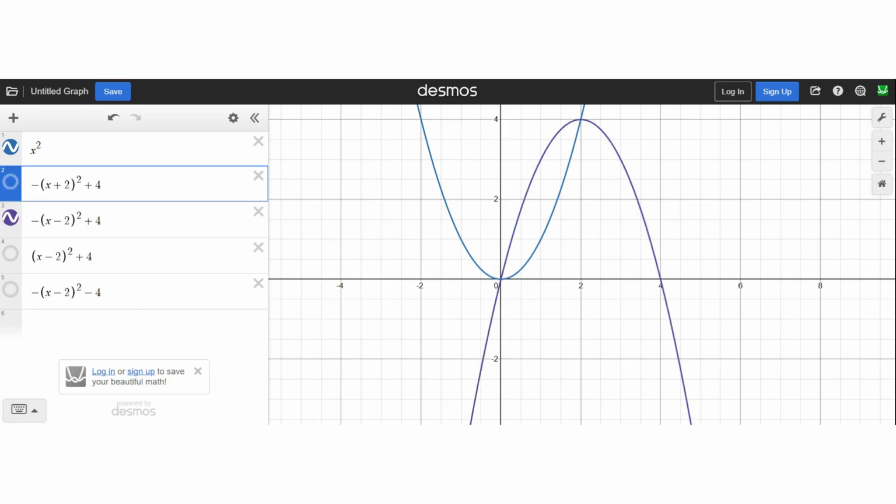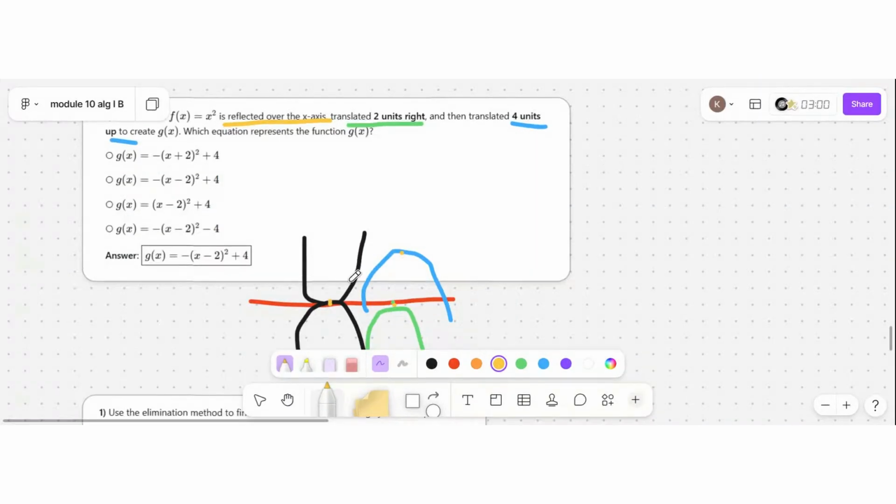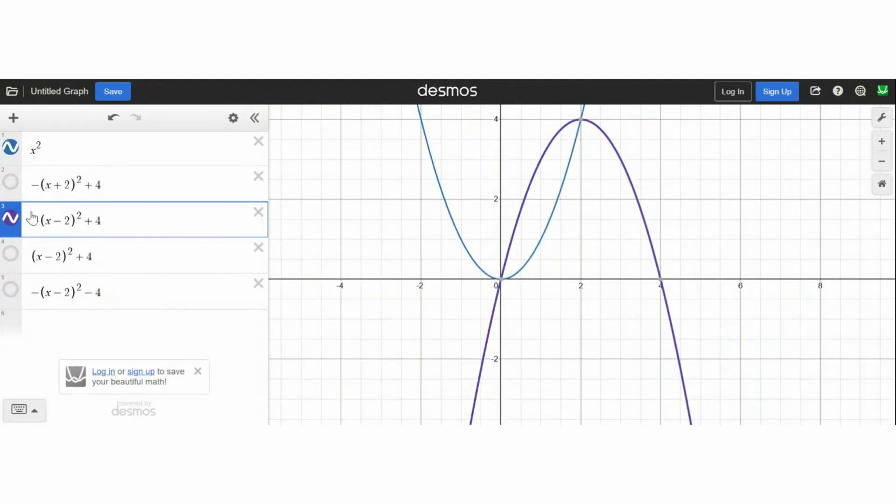So the next one, they did reflect it, because it's upside down. They did go 2 units to the right, which is right, and then they went up 4 units. So this is actually the correct answer that you can see. And it matched what we assumed it would look like over here. Let's look at the other 2 wrong answers. So this one's the correct answer.